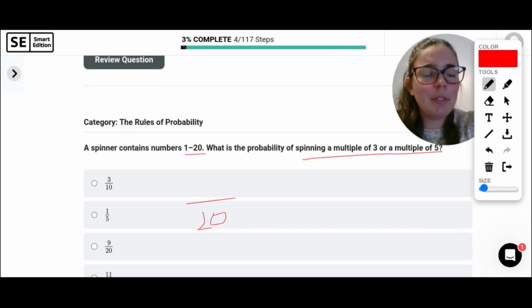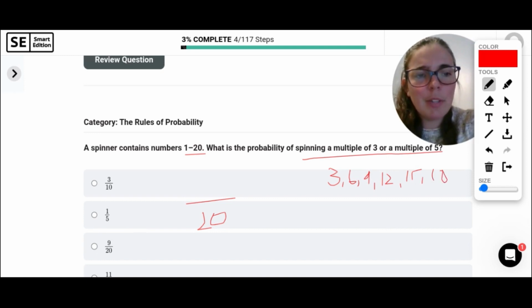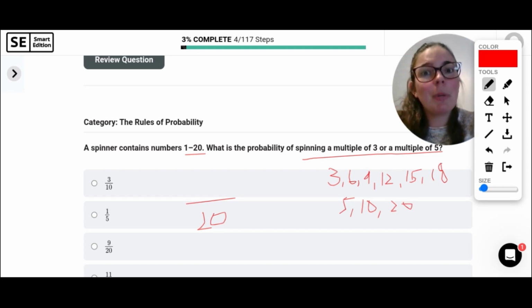Now, how many multiples of 3 or 5 are there? So it goes from 1 to 20. So multiples of 3, 3, 6, 9, 12, 15, 18. Okay, so we only go up to 20. So that's all we have for multiples of 3. And then multiples of 5 would be 5, 10, 15 we've already got, and then 20. So we can't double dip and put 15 twice because there's only one part of the spinner that has 15.